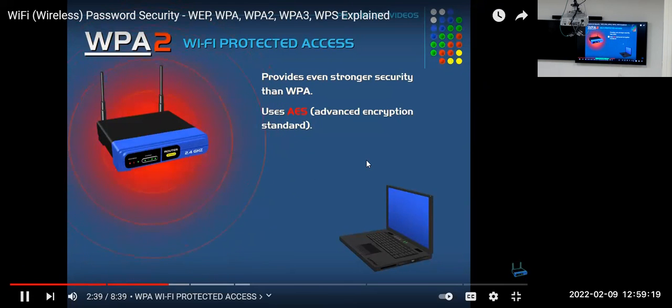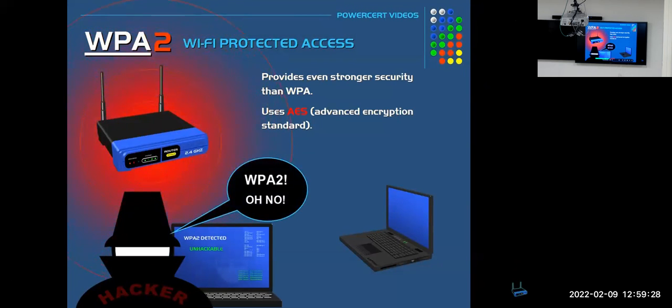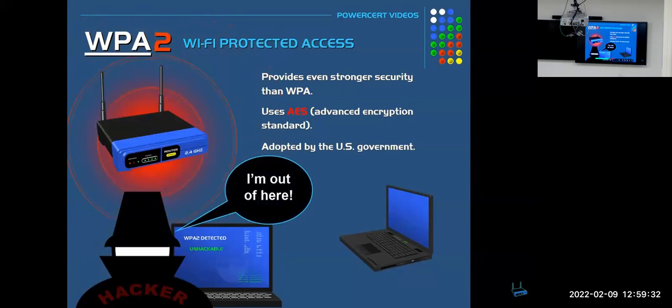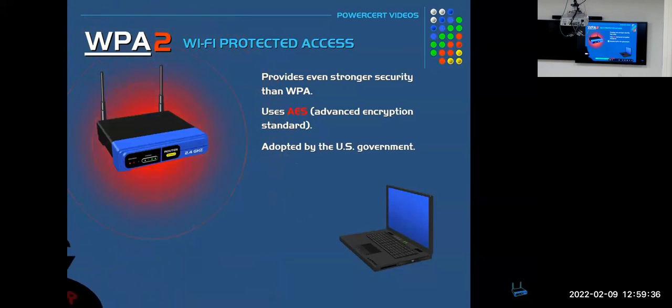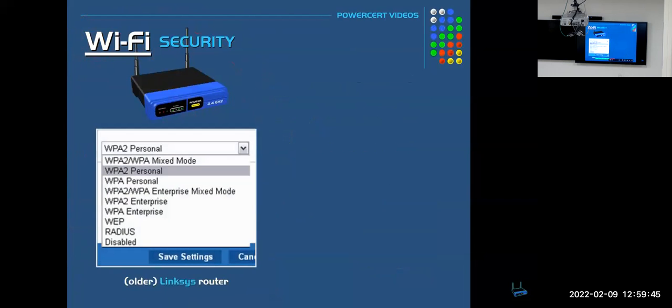AES stands for Advanced Encryption Standard. AES uses a symmetric encryption algorithm which makes it strong enough to resist a brute force attack. In fact, AES is so secure that the U.S. federal government has adopted it and is now using it to encrypt sensitive government data. Now, when you log into the Wi-Fi router's configuration page and you go into the Wi-Fi security section, this is where you would find the different security protocols that you can choose from to protect.